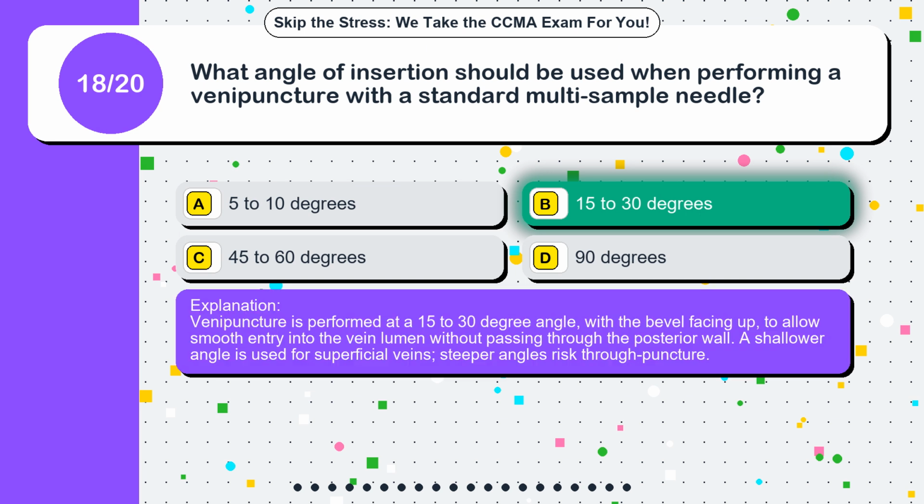Venipuncture is performed at a 15 to 30 degree angle, with the bevel facing up, to allow smooth entry into the vein lumen without passing through the posterior wall. A shallower angle is used for superficial veins; steeper angles risk puncture through the vein.